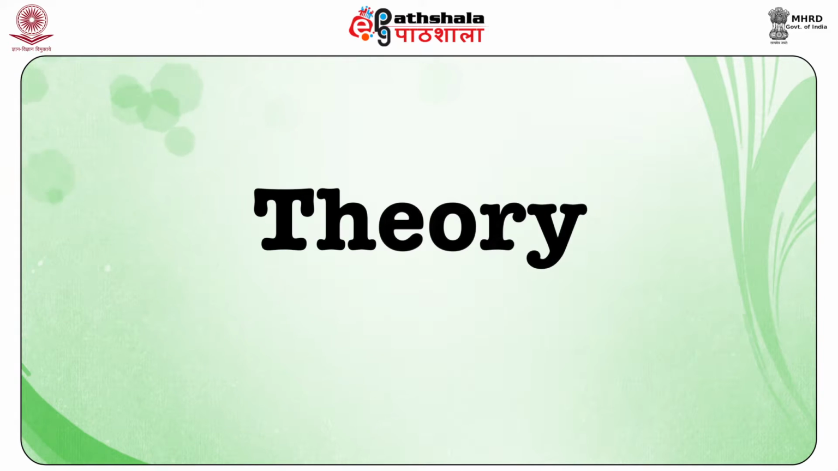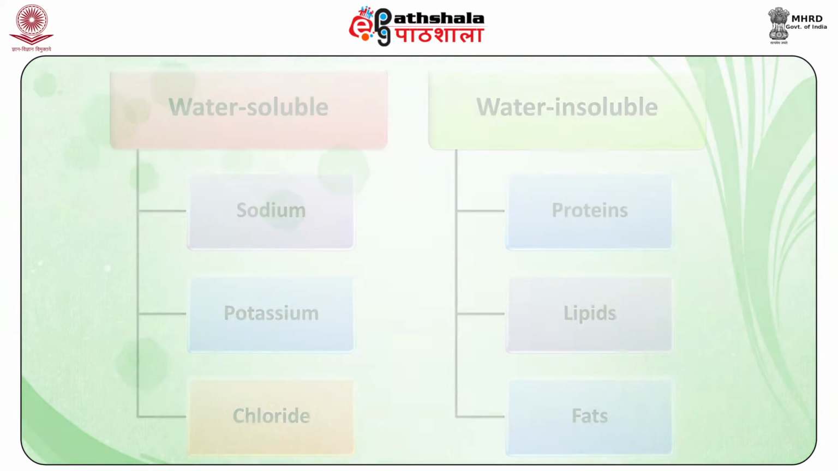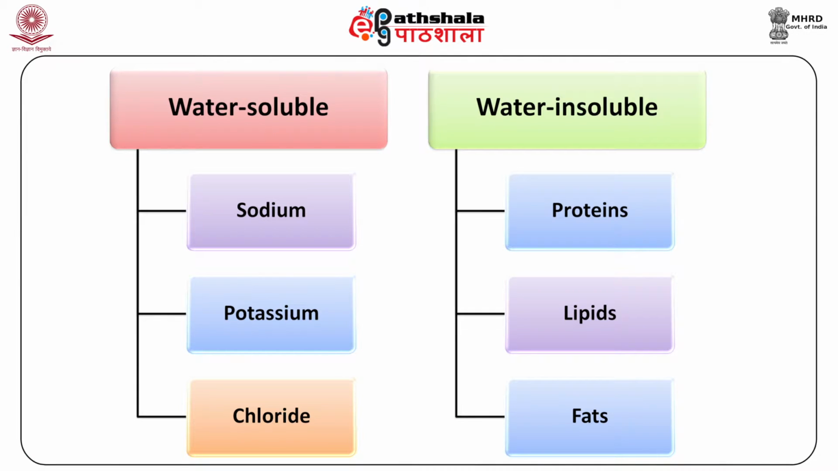Now let us have a look at theory. The chemical entities present in fingerprint residue may be broadly classified into two types. Number 1, water soluble, and number 2, water insoluble. The amino acids and inorganic ions such as sodium, potassium and chloride belong to the water-soluble class. The water-insoluble class includes proteins, lipids and fats.